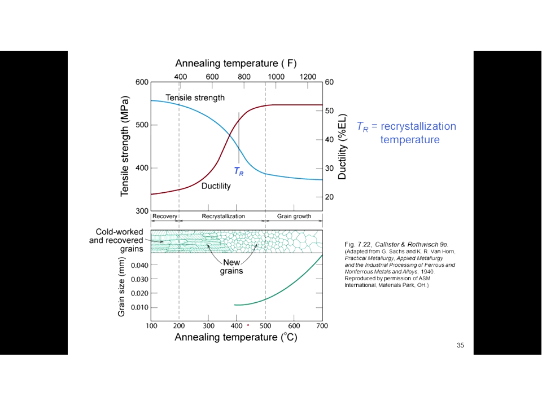So if you were to look at this graph again with the annealing temperature increasing, we can see a sort of pictogram of the cold worked and recovered grains forming. And the longer you hold the temperature, or the higher you hold the temperature, the larger the grains are going to be. The cold worked and recovered grains are going to be larger the higher the annealing temperature is.